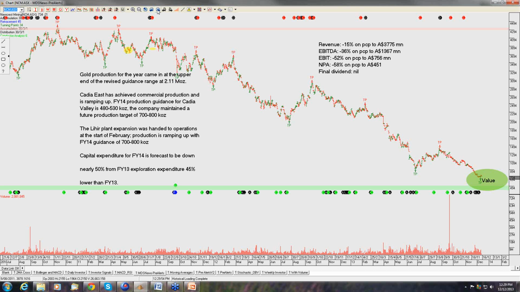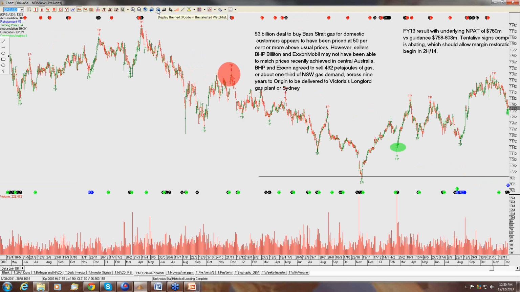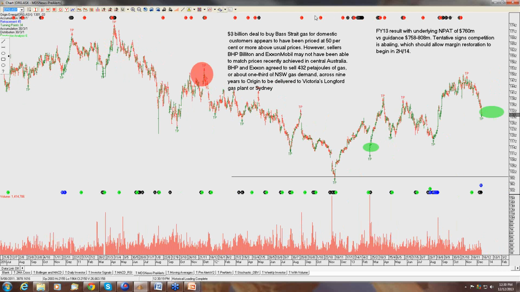I still think at a macro level the argument is there for a stronger gold price longer term, given again the indebtedness of the Western economies and the need for emerging markets to continue to diversify their portfolios to include gradually higher allocation towards gold. So that's essentially the story there for Newcrest.